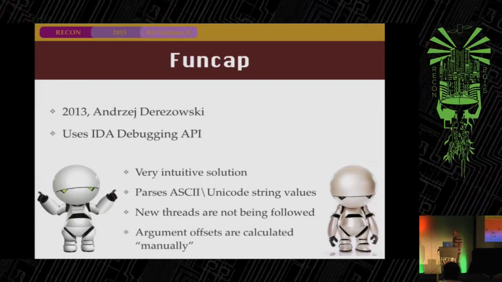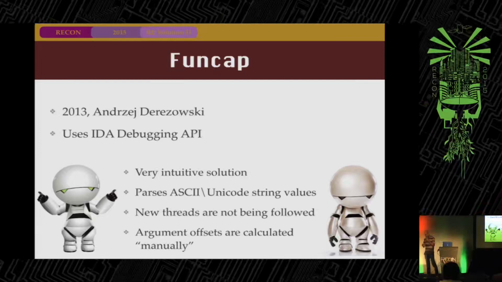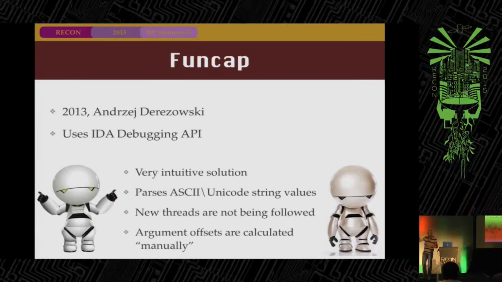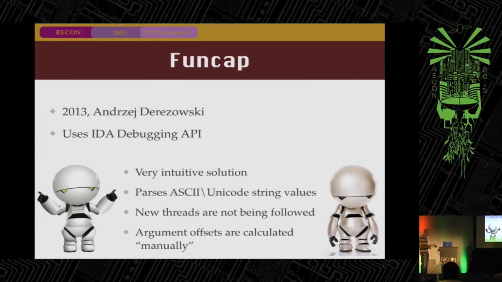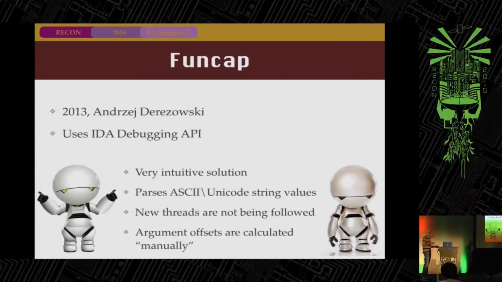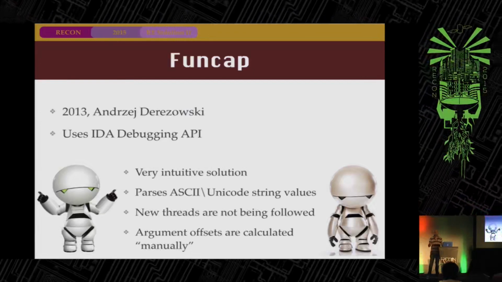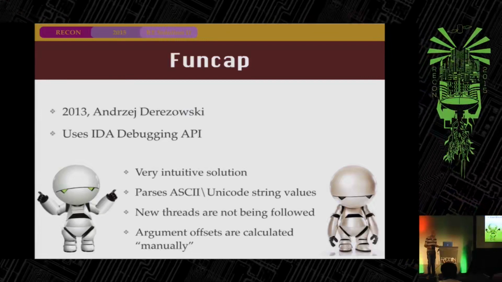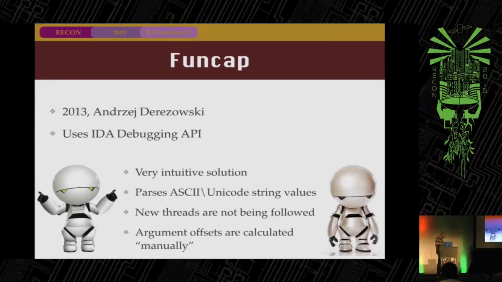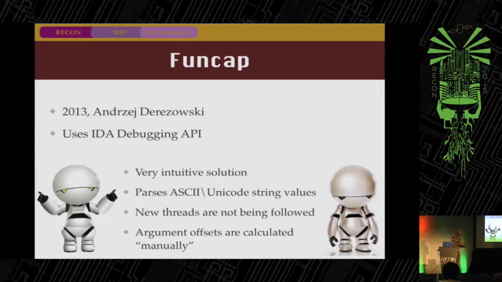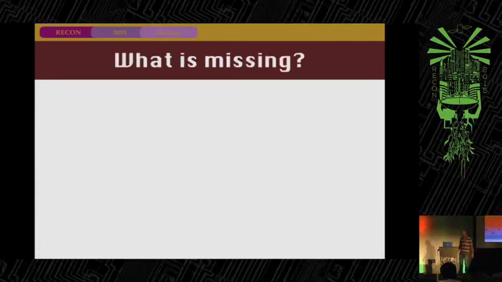And another thing is that argument offsets are actually calculated manually. So what it does, it goes and looks at the value of ESP or RSP or whatever architecture we're talking about, looks at how many arguments should be there, divides that by 4, and says, okay, so this should be the offset of the first argument, this is the second, this is the third. And this could work in a lot of cases, but of course, it could also not work in a lot of cases. And it seems like not the right thing to do, because all this data is actually already stored inside IDA, so why do I have to calculate it manually? It really makes it not really usable.